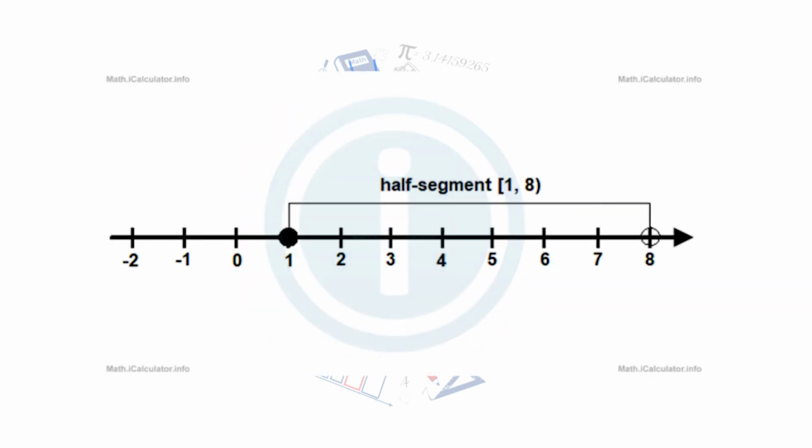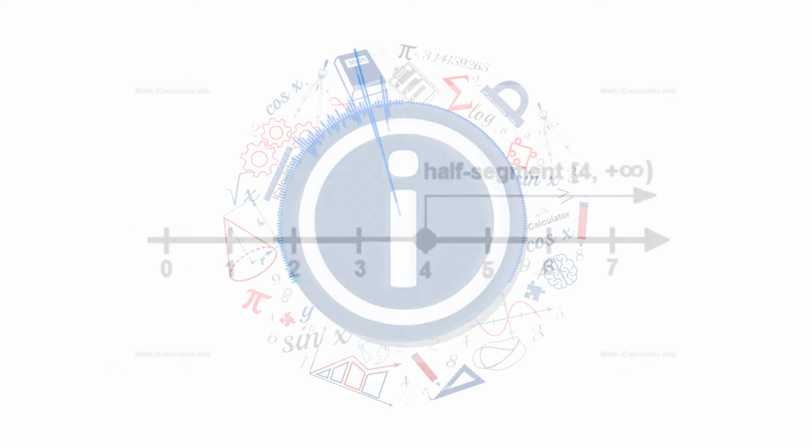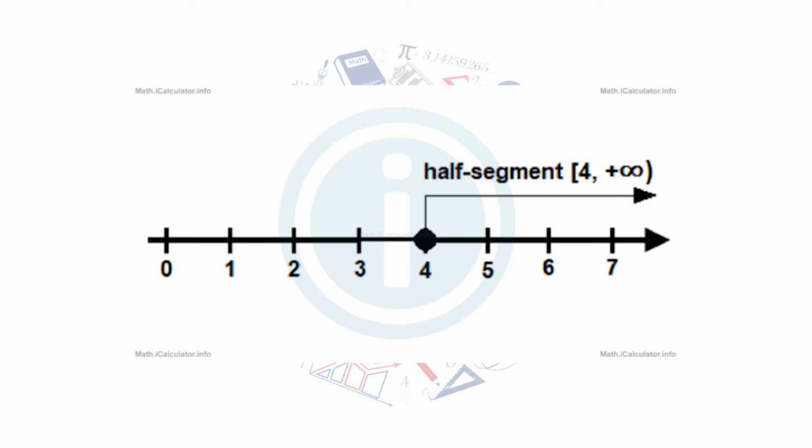[1, 8) is a half segment. It is closed at the left end and open at the right one. When one end of a number set extends to infinity, we represent that part using the symbol of interval, as it is impossible to find the exact value of infinity.